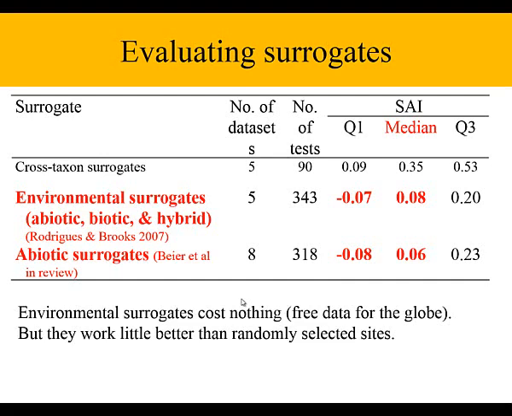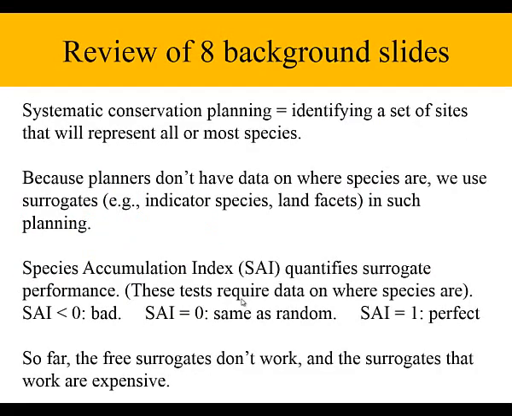Not good. So the message so far, just to review what we have: systematic conservation, again, is the whole idea. We want to identify a set of sites that will represent all species or most species. We don't have data on where the species are, so we're forced to use surrogates. We have a way to quantify how effective surrogates are. And so far, the free surrogates don't work, and the surrogates that work are expensive.